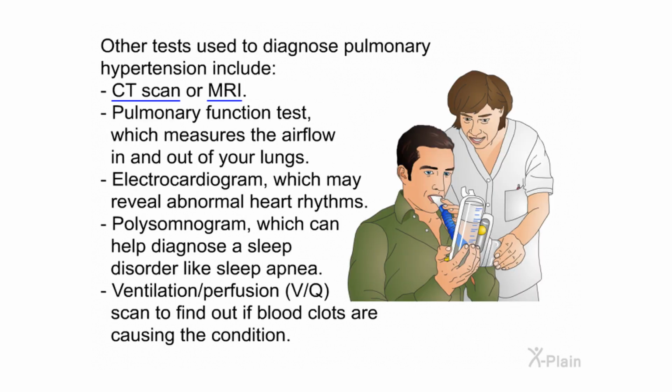Other tests used to diagnose pulmonary hypertension include CT scan or MRI, pulmonary function test, which measures the airflow in and out of your lungs, electrocardiogram, which may reveal abnormal heart rhythms, polysomnogram, which can help diagnose a sleep disorder like sleep apnea, ventilation perfusion, or VQ scan, to find out if blood clots are causing the condition.